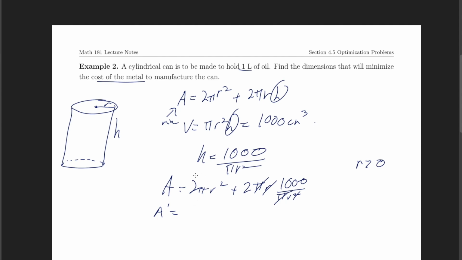So now I have this. This is area in terms of r, so I'm going to take the derivative with respect to r. So this is 4 pi r minus 2,000 over r squared. The plus becomes a minus because of the negative 1 exponent. We're going to set this equal to 0 and try to find our critical points.